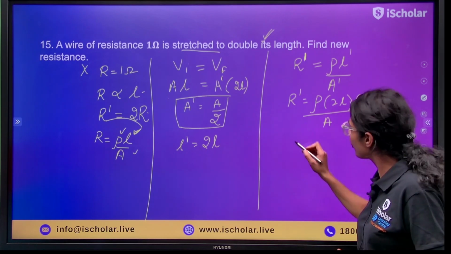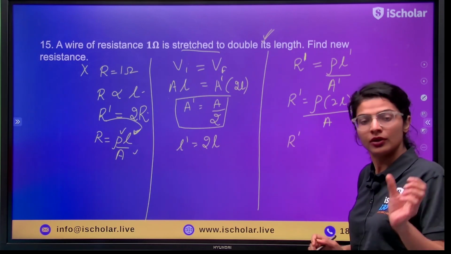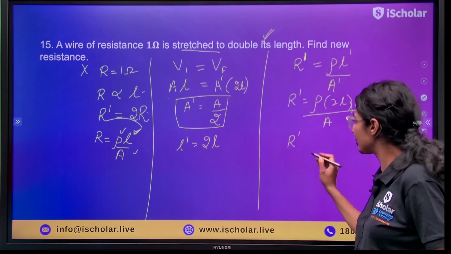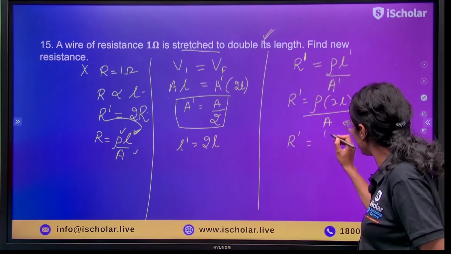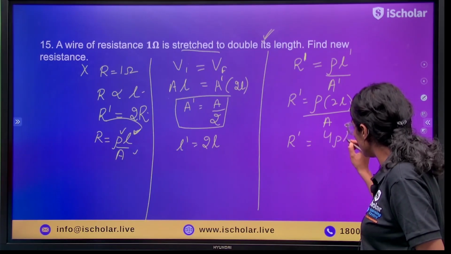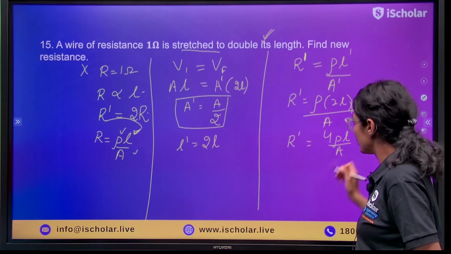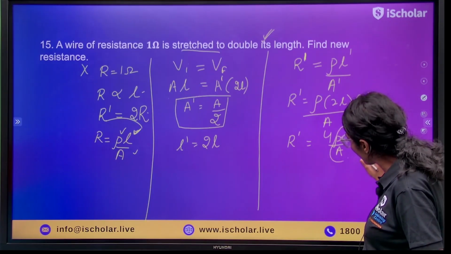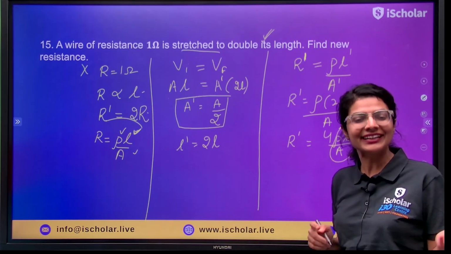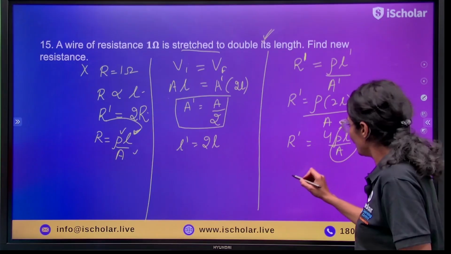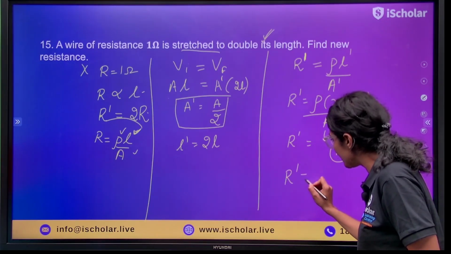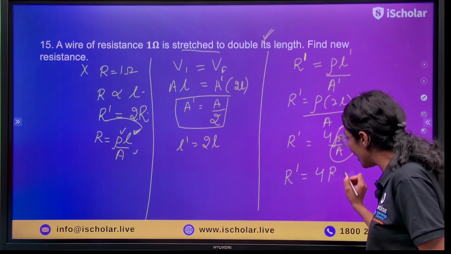So can I write from here that R dash, the new resistance after stretching, would be 4 into rho L divided by A? Now we know that rho L by A is the initial resistance, students. So we are going to say R dash is equal to 4 times R.